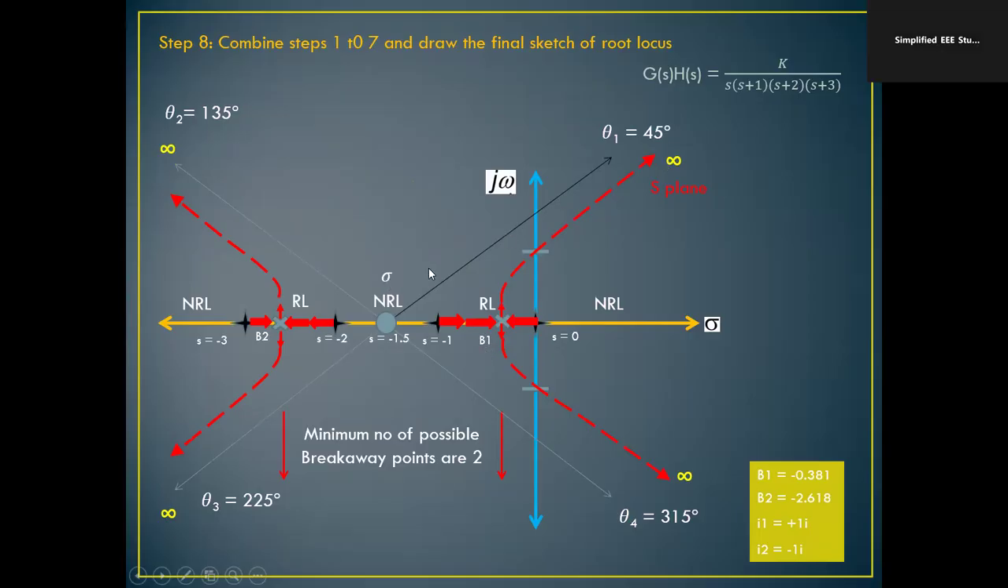Even the centroid you have to mark. Then for plotting the asymptotes, you are supposed to mark this point also, where these 2 points are going to meet at the imaginary axis, right? So b1, b2, these are the breakaway points. Then this is plus j1, this is minus j1. So those things you have to mark properly. So kindly go through it.